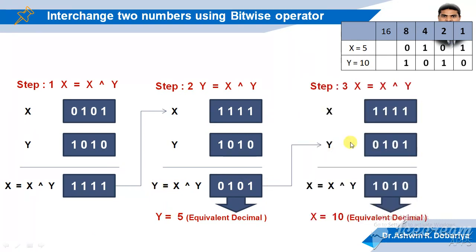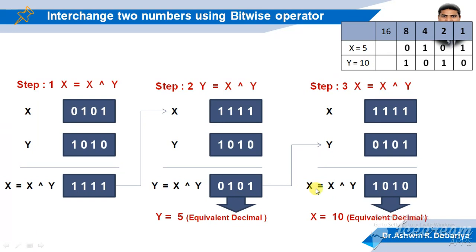Similarly, in the third step we again perform the XOR operation, and now in the third step we will assign the value to x. So here x will remain as it is, and the latest value of y is 0 1 0 1. Now we perform the XOR operation. 1 1, both bits are 1, then it gives 0; then 1 0 gives 1; 1 1, both are 1, then 0; and 1 0 means 1. Now 1 0 1 0 is equivalent to 10.